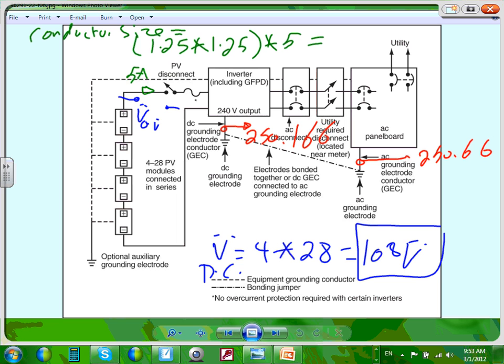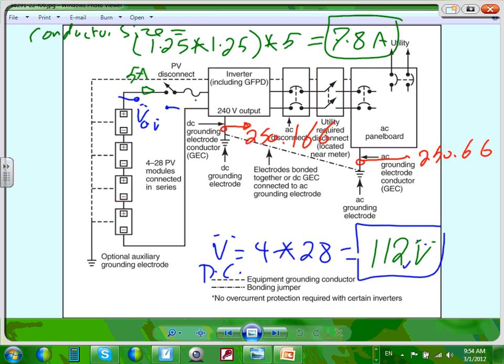Okay, what would that be? How much? 112? Now you see, you misled me here. So I have 112 volts. Okay, what's 5 times 1.25 times 1.25? Come on, guys. Where are the ones who are going to get A's? 1.25 times 1.25 times 5 equals 7.8. I have 7.8 amps.